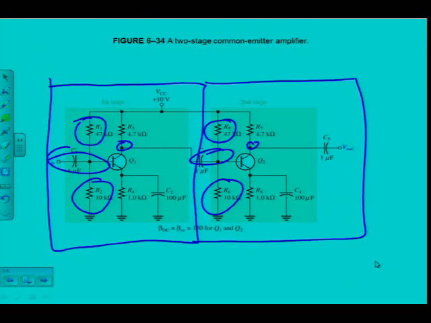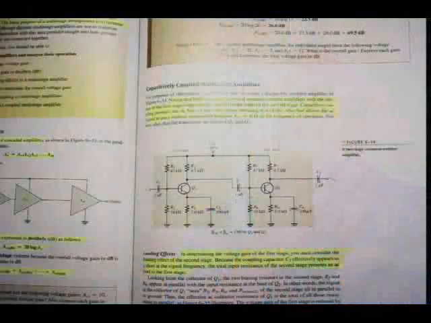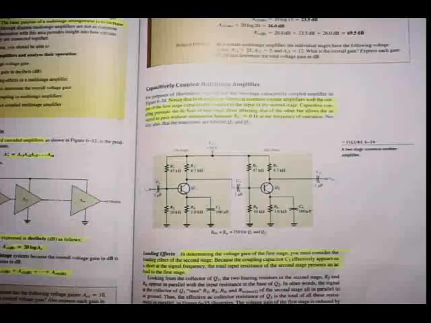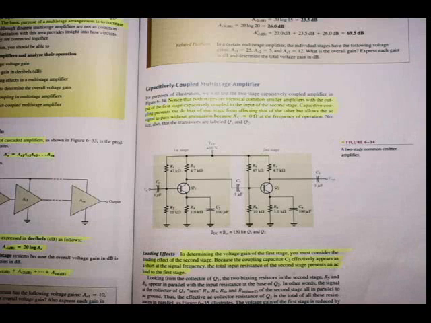Alright, you can mark this in the book, read it there as well, in the textbook there on page 287. Capacitively coupled multi-stage amplifiers. Now that is important. I will talk about it again now. You will see between the two stages there is a capacitor, the same as I had a capacitor on my output to my RL when I had a single-stage amplifier.